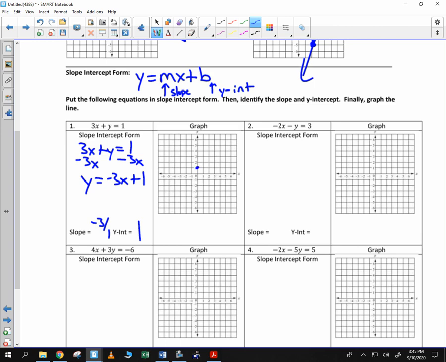To graph it, I plot 1 on the y-axis. The slope is -3 over 1, so I drop 3, and I run 1. Drop 3, run 1. There's my line.